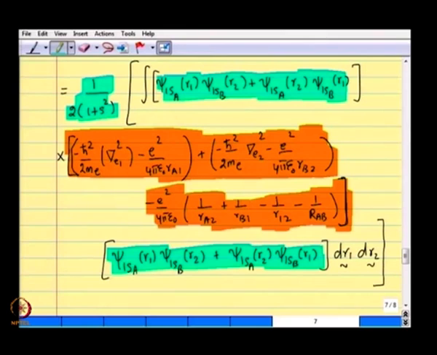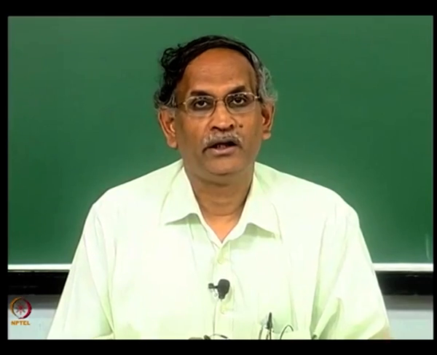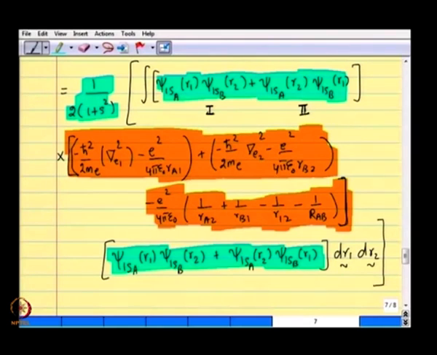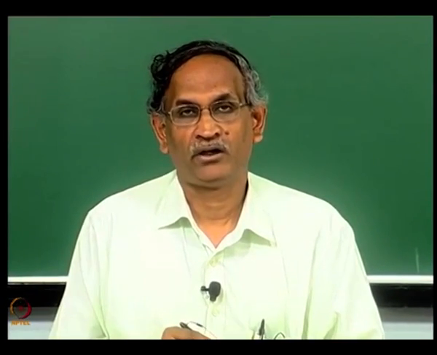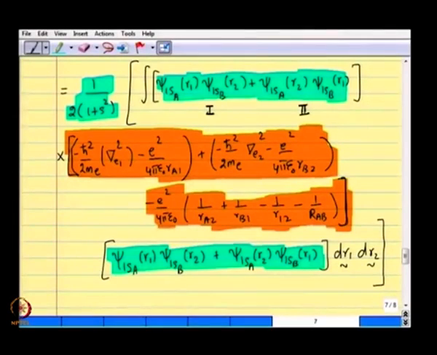So now let us start looking at this integral term by term. You can see that there are two terms in the wave function, which I call term 1 and term 2. And the Hamiltonian I have blocked in the form of three groups: the Hamiltonian for the electron in atom 1, the Hamiltonian for the electron in atom 2, plus the potential energy terms involving electron 1 being attracted by nucleus 2, electron 2 by nucleus 1, the electron-electron repulsion and the nuclear-nuclear repulsion, all grouped into a separate block.